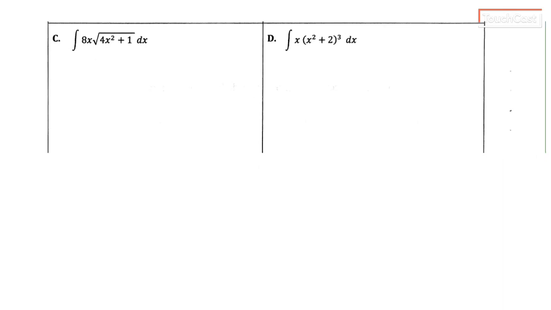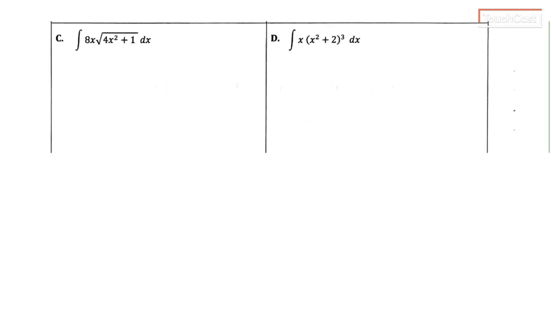So still in example 1, but this time we're looking at parts C and D. In part C, if I am wanting to come up with a u value, I'm going to take what's inside this square root. I'm going to go 4x squared plus 1. And then I'm going to take the derivative of u and get 8x with respect to x.